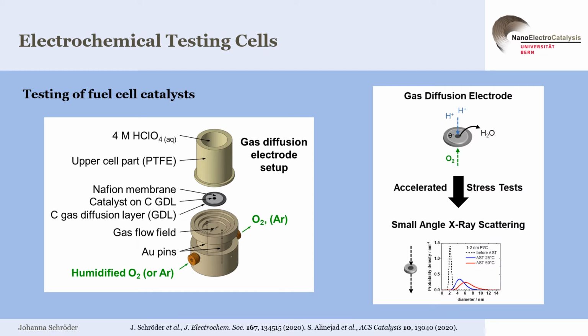So far, I was using the gas diffusion electrode setup for performing accelerated stress tests. Additionally, we can couple the gas diffusion electrode setup with different analysis techniques, as for example small-angle X-ray scattering. After using the gas diffusion electrode setup for testing of fuel cell catalysts, I was wondering if it's also possible to use it for testing catalysts for the oxygen evolution reaction.